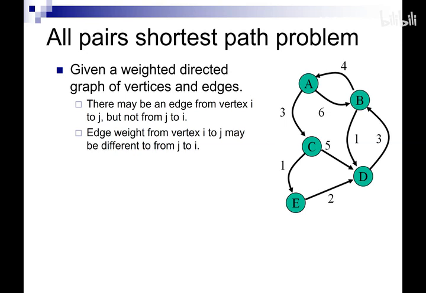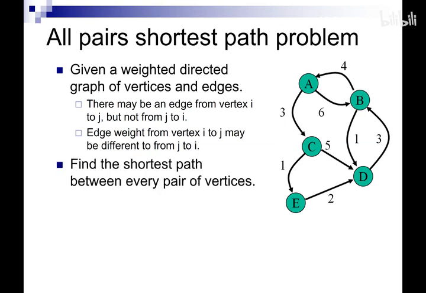Here, we're going to have a directed graph, and it's going to be a weighted graph. So you have these weighted edges between nodes. What we want to do is to find the shortest path between every pair of nodes.